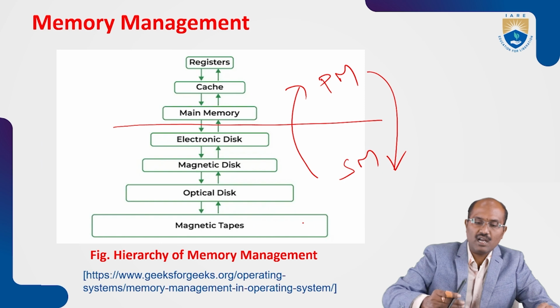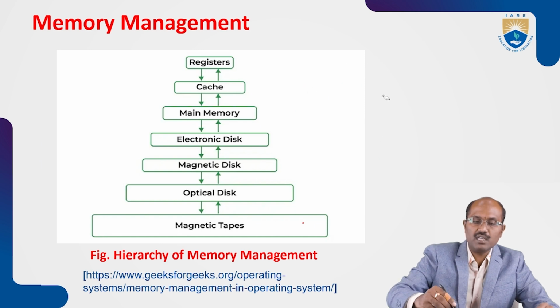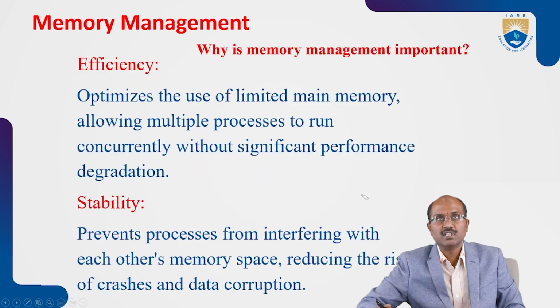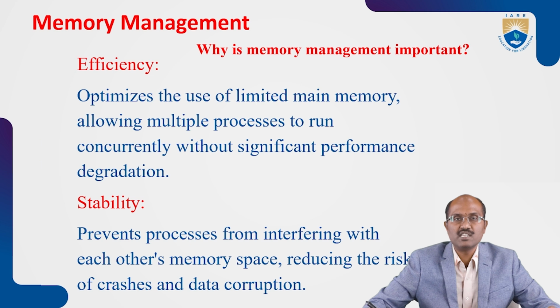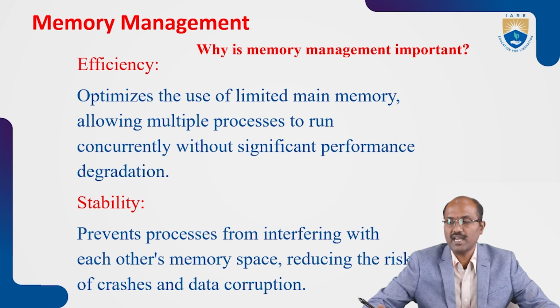So this is the hierarchical structure of the memory management system. Actually, why is memory management important? Efficiency is the first main principle of memory management. Efficiency: optimize the use of limited main memory, allowing multiple processes to run concurrently without significant performance degradation.